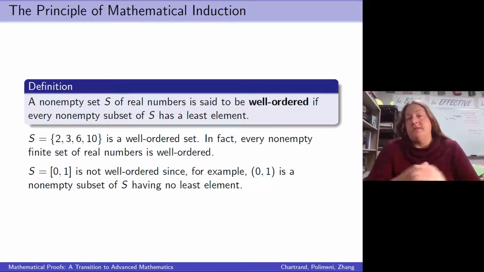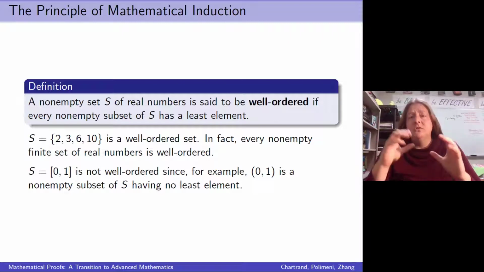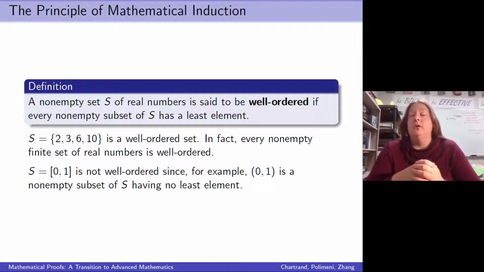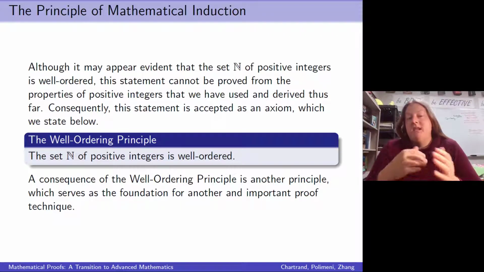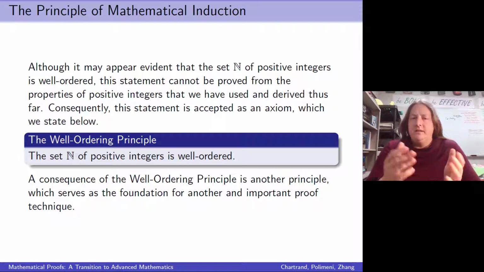However, intervals of the real numbers, whether they're closed or open, are not well ordered. The closed interval 0, 1 is not well ordered because the open interval 0, 1 is a subset of it that's not empty, and it has no least element. Now, it may seem simple enough that the natural numbers, the counting numbers, 1, 2, 3, 4, 5, and so on, is a well-ordered set.